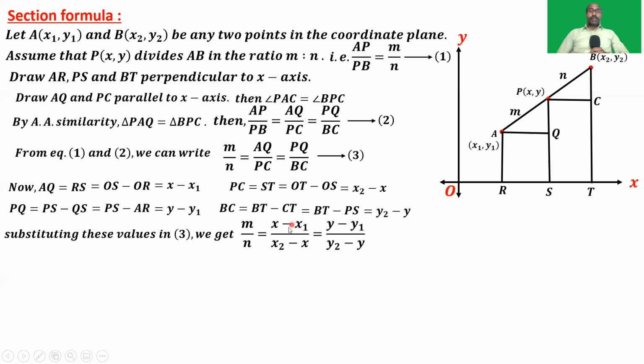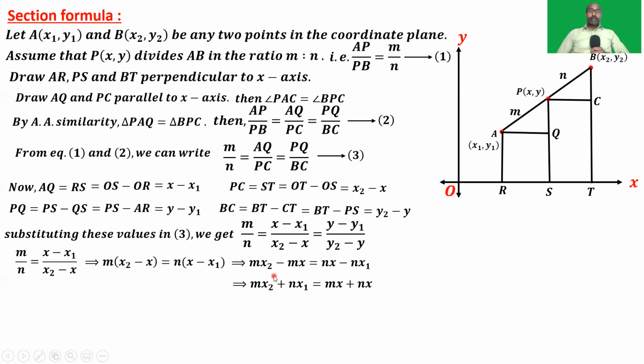Now take these first two terms, that is, m by n is equal to x minus x1 by x2 minus x. From this we can write by cross multiplication m into x2 minus x is equal to n into x minus x1, and by multiplying we get mx2 minus mx is equal to nx minus nx1. Take all the x terms to one side. Now we can write mx2 plus nx1 is equal to mx plus nx. Taking x common in these two terms, we get x times m plus n is equal to mx2 plus nx1. Now x is equal to mx2 plus nx1 by m plus n.